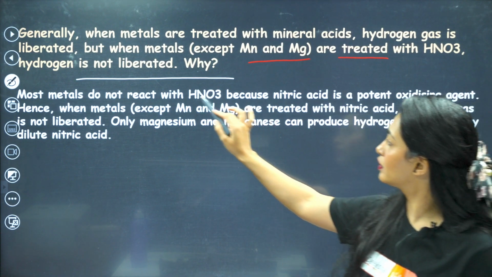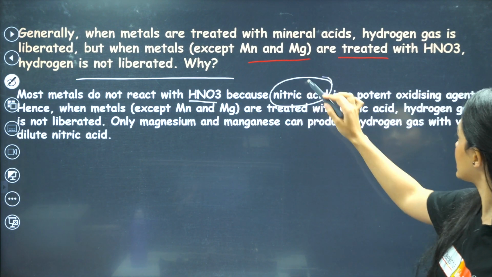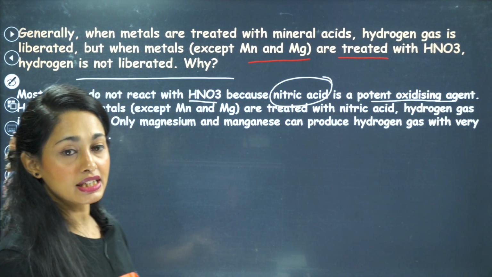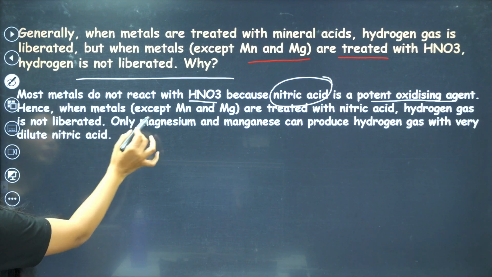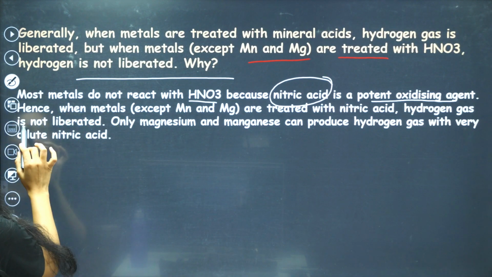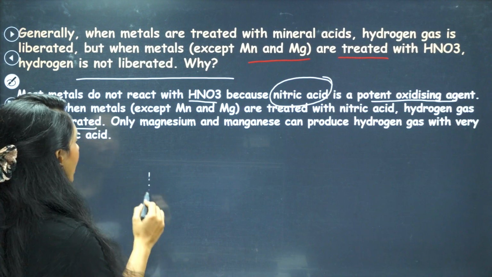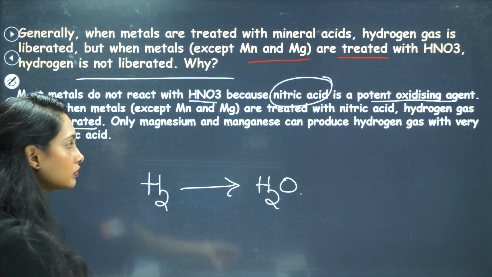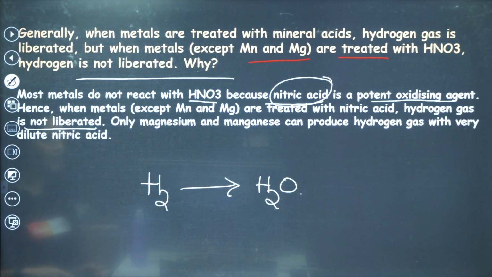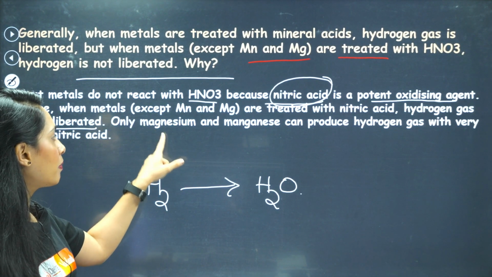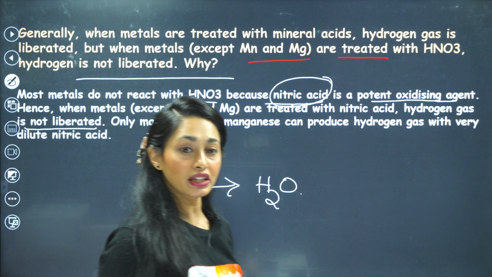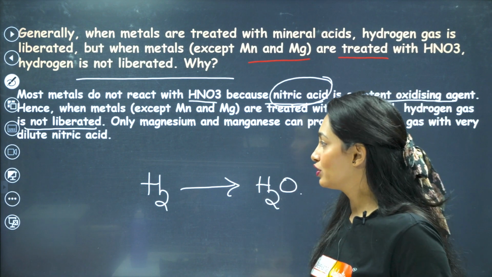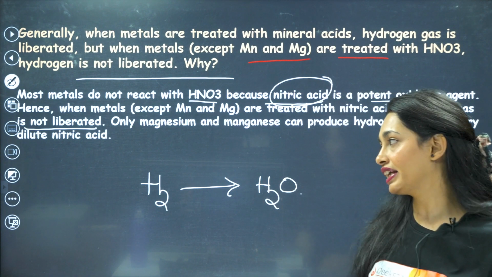Most metals do not react with HNO3 because nitric acid is a potent oxidizing agent. It is going to oxidize the hydrogen gas that is produced. Hence, when metals are treated with nitric acid, hydrogen gas is not liberated. The hydrogen gas will be oxidized to hydrogen oxide, that is water. Nitric acid is a very good oxidizing agent. But there are exceptions: magnesium and manganese can produce hydrogen gas with very dilute nitric acid. Not strong or concentrated nitric acid, but dilute nitric acid.